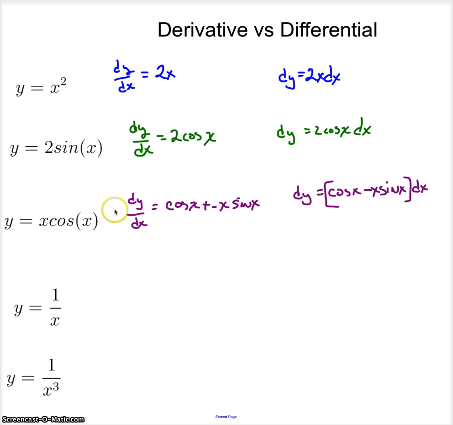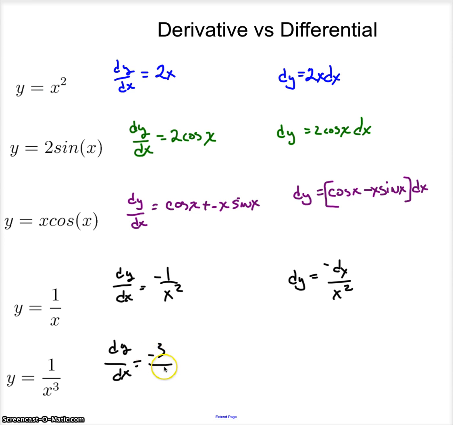All right, what about y is 1 over x? You're getting the idea here, aren't you? Dy dx is negative 1 over x squared. So my differential is just dx over x squared. And don't forget your negative sign. And finally, dy dx of 1 over x cubed is negative 3 over x to the 4th. So dy is negative 3 dx over x to the 4th. That doesn't look like good x to the 4th, does it? All right.